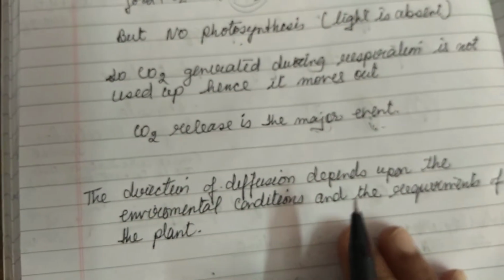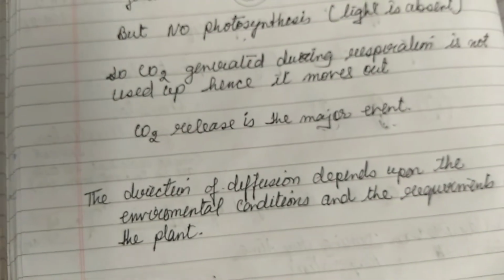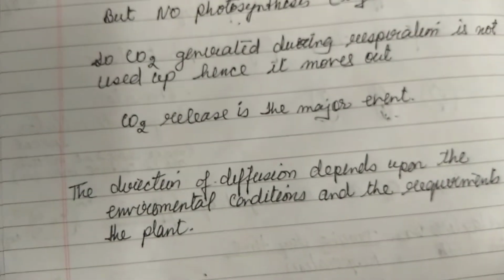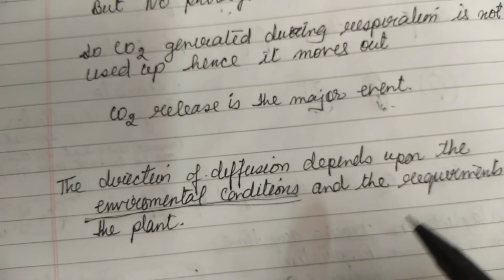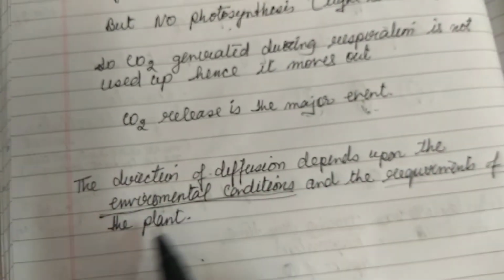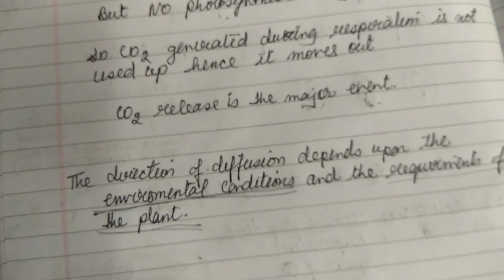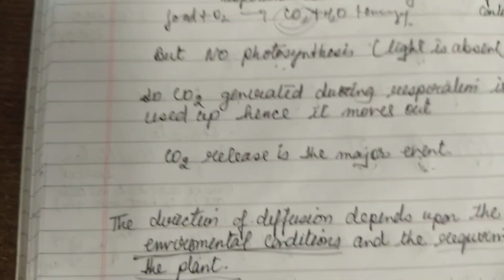So whether oxygen or carbon dioxide will be released, who decides this? Environmental condition, that is presence or absence of light, and the requirement of the plant. I hope this is clear to you.